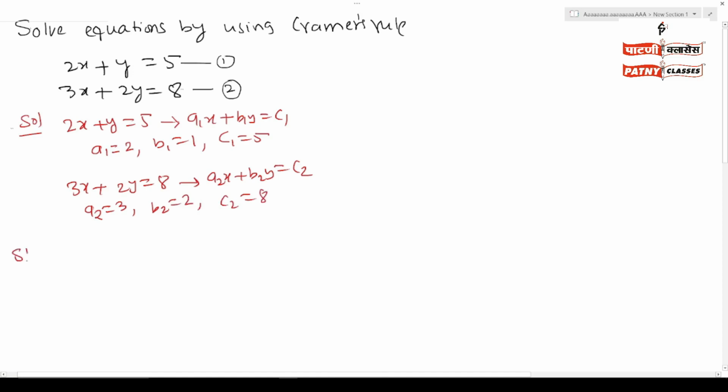Now step 1. In step 1, I find D. D is given by the determinant of a1, b1 and a2, b2. So a1 is 2, b1 is 1 and a2 is 3, b2 is 2, and we find this: 4 minus 3 equals 1.